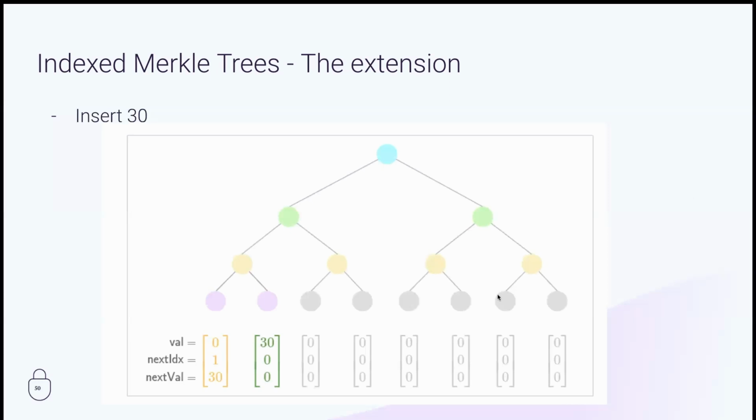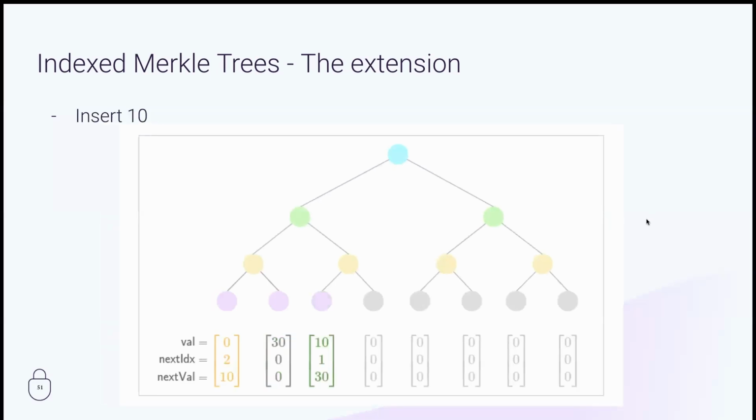I don't know if you can see my mouse, but if you can, you can see that index 0, with value 0, is now pointing to index 1 with value 30 as its successor, and 30 is pointing to 0, 0 as its successor. If you're pointing to 0, 0 as your successor, it just means that you are the largest value. So you're essentially pointing to the beginning. So this is how we can do one insertion.